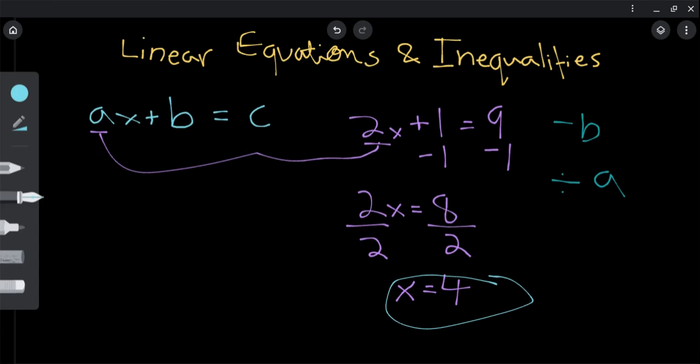All right, hi. So we're going to be doing linear equations and inequalities, and linear equations with fractions.